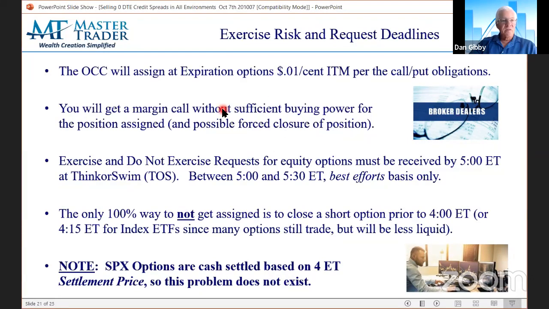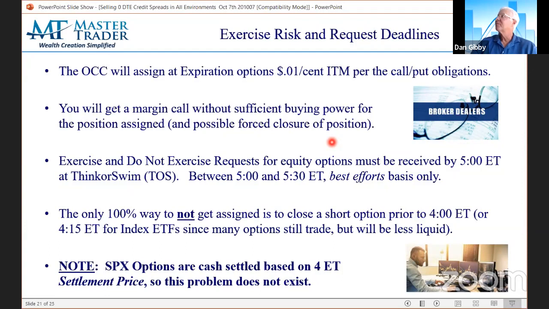Exercise risk and request deadlines. So at 4 p.m., the Options Clearing Corp, they will assign options if they expire 1 cent in the money. They're just doing what the option trader asked them to do. They're doing their job. So you will get a margin call if you get assigned and don't have the buying power in your account, and possible forced closure of a position.